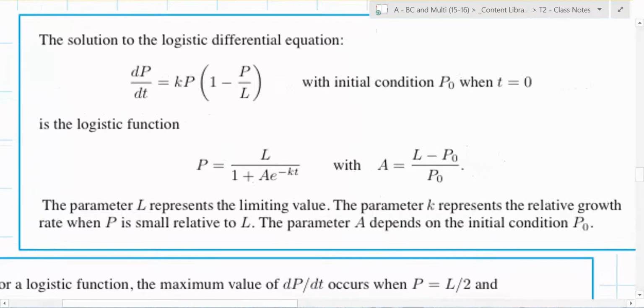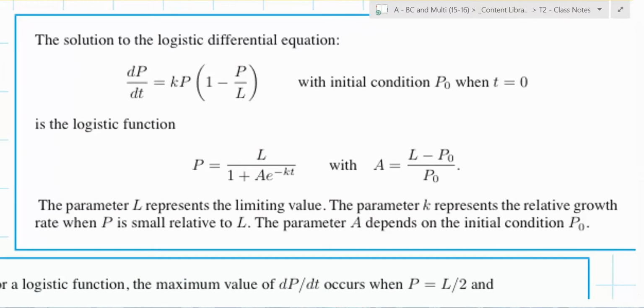The solution to the logistic differential equation with the initial condition P naught at t equals 0 is this right here. You'll see this all over the place, where A is equal to L minus the initial population over the initial population. This is a formula that you do need to memorize. You do need to memorize this. This will make your life much easier on any logistic question.